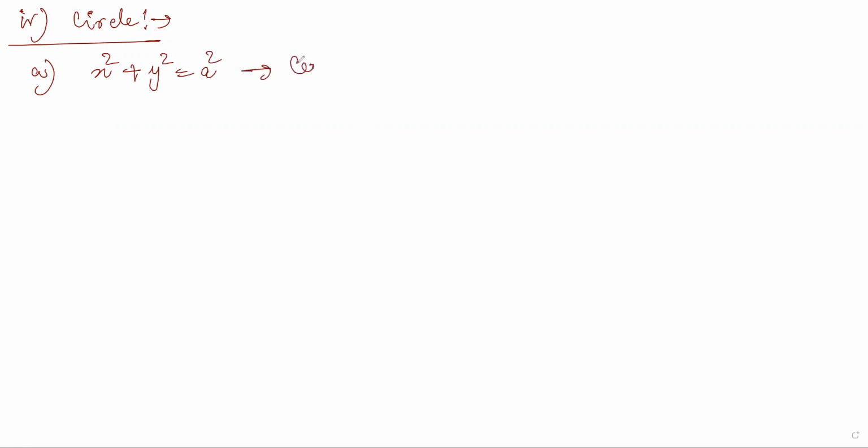Okay. So the fourth type of graph is the circle. There are so many equations of a circle, but I'll only tell you the basic equation for now. The basic equation is x square plus y square equals a square. In this case, the center is the origin and the radius is a.